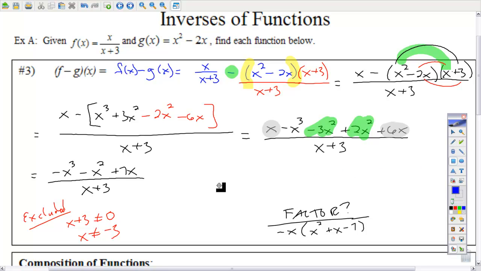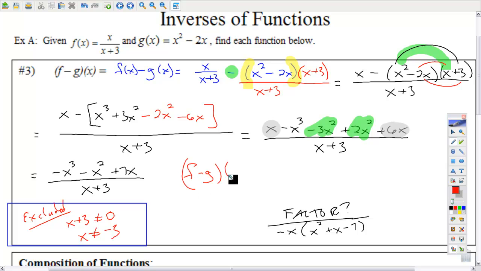If x were -3, we would have an undefined solution. So our answer, f minus g of x equals negative x cubed minus x squared plus 7x over x plus 3.